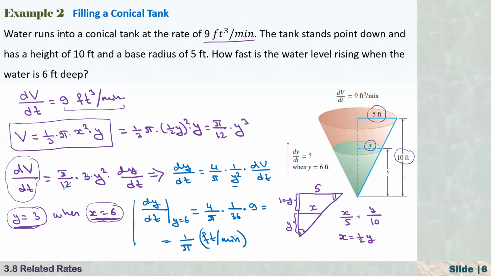So that means that when the height of the water is 3, the height of the water is changing at this rate, okay, at a single point.